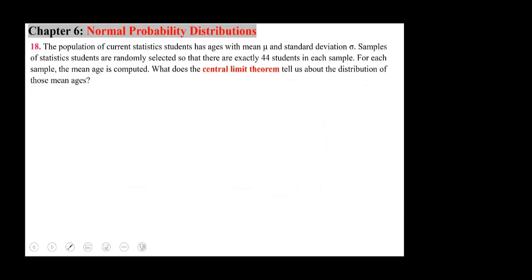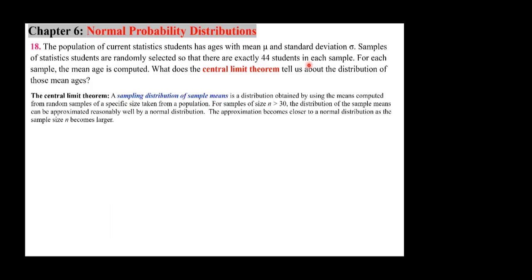The population of current statistics students has ages with mean mu and standard deviation sigma. Samples of statistics students are randomly selected so that there are 44 students in each sample. For each sample, the mean age is computed. What does the CLT, central limit theorem, tell us about the distribution of those mean ages? So the general idea behind that, quickly I will go over that.